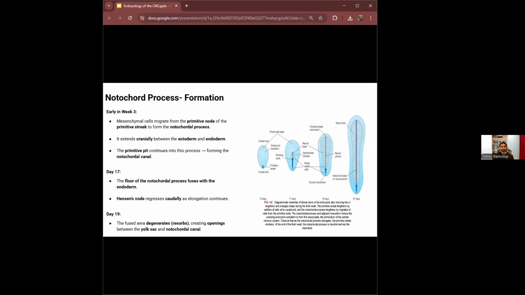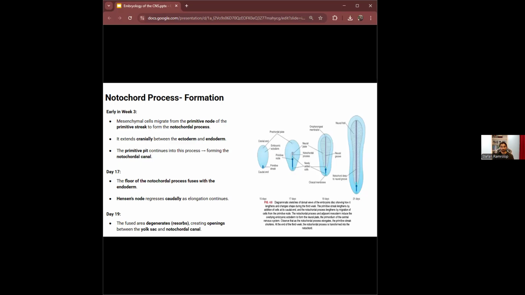So after the trilaminar disc has formed, the next key structure to appear will be your notochordal process, which begins early in week 3. So from the primitive node at the cranial end of the primitive streak, specialized mesenchymal cells will migrate forward. These cells will form a midline rod-like structure called the notochordal process, which extends cranially between the ectoderm and the endoderm. The central cavity of the primitive pit is going to continue into this process, and that's going to create your notochordal canal.